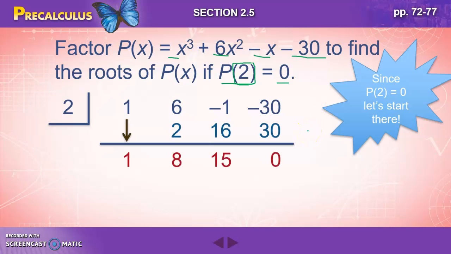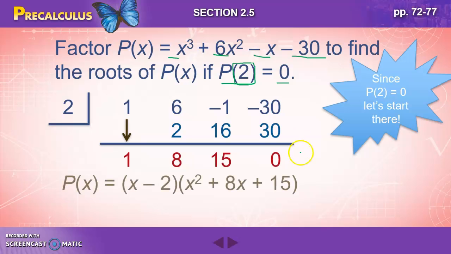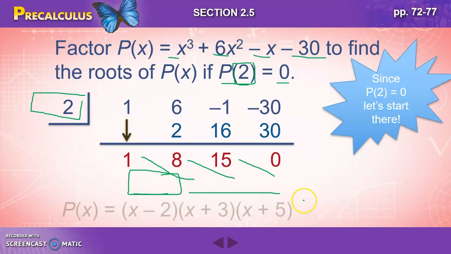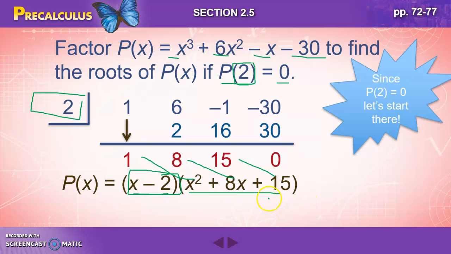And when we divide, we do get a remainder of 0. And our reduced polynomial here is x squared plus 8x plus 15. And what we divided by right here, x minus 2. So using that factor theorem helped us figure out that x minus 2 is a factor and gave us the reduced polynomial. We could then continue to factor that.